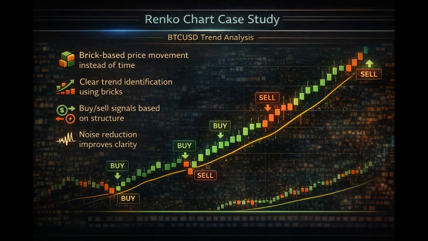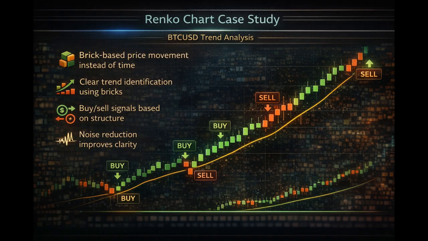Role of the descending trend line. The red descending trend line acts as a dynamic resistance level. Each time the price moves upward and touches this trend line, sellers appear and push the price downward again. This creates multiple lower highs.